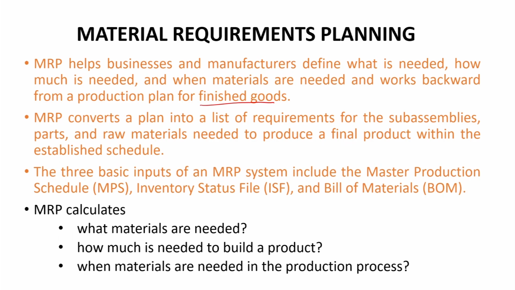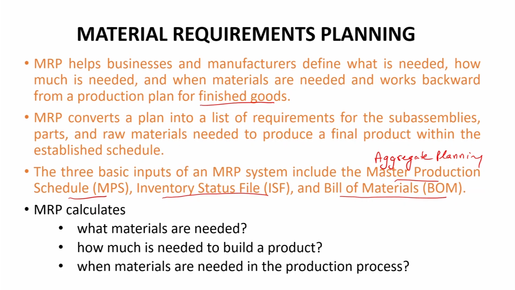The 3 basic inputs to MRP system are master production schedule. Master production schedule is coming from the aggregate planning, and we also should have how much inventories of different components and parts is available. So, I should have inventory status files also, and third is the bill of material, structure of the product. Okay. So, 3 sets of information are required to run the MRP system.